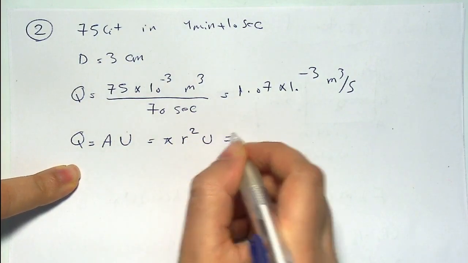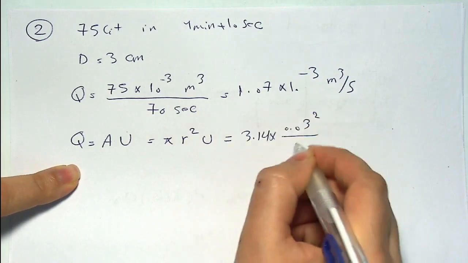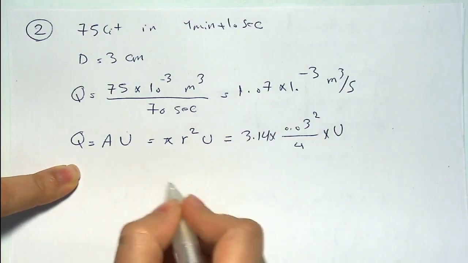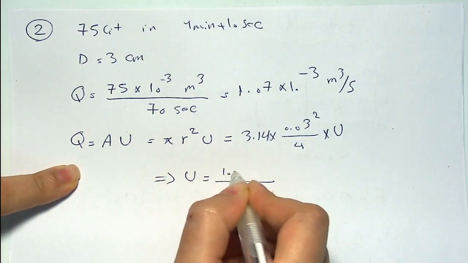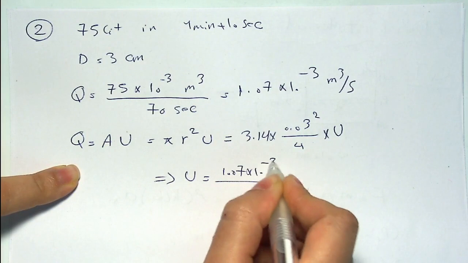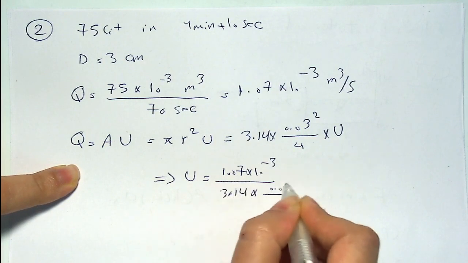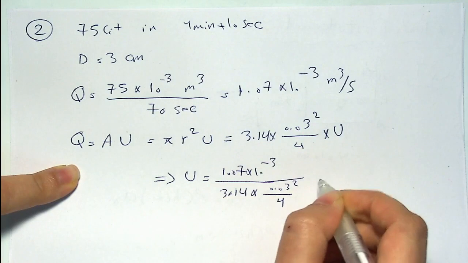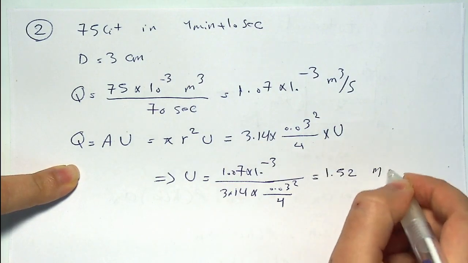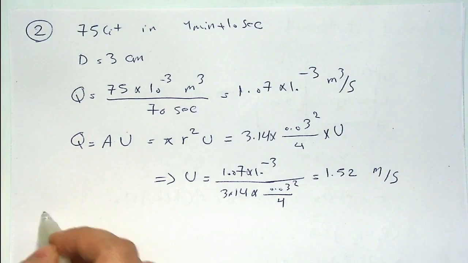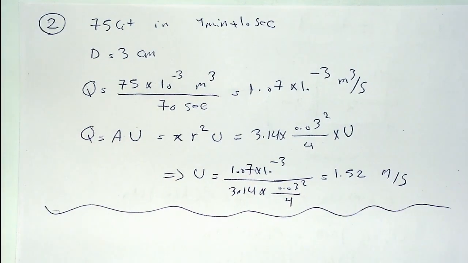So now you have everything and you would calculate it as 52 meter per second. That's it. Any questions?